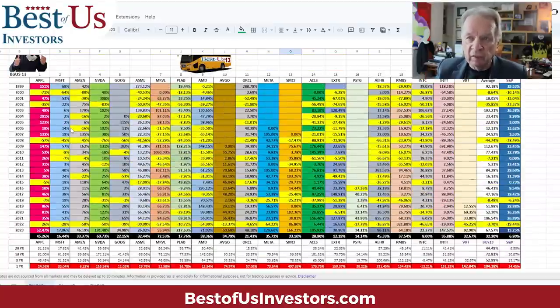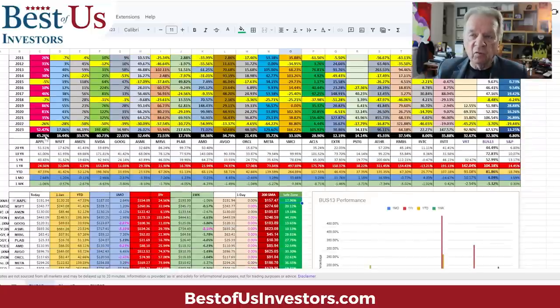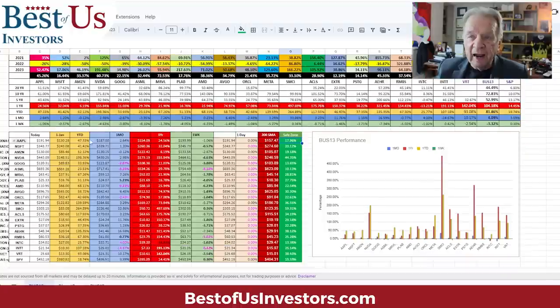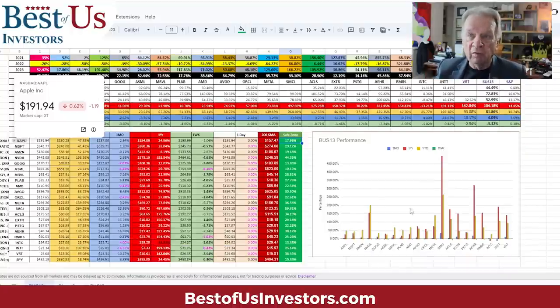And this number tells me that Apple has consistently, since 1999, is that what it is? Yes. Given an average return of 45%. And then we go across for Microsoft, Amazon, and such. So we do that on every one of the stocks that we have in the Bus 13 portfolio. And then I break it down on a 20-year, 10-year, 5-year, 1-year, year-to-date, 1-month, 1-week basis.